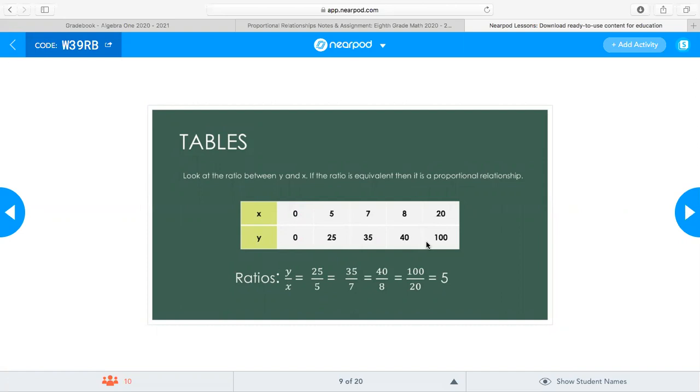So I feel like he explained it pretty well. But I'm definitely going to re-explain what he said over and over again, because tables are the ones that most people forget how to find out if they're proportional or not.